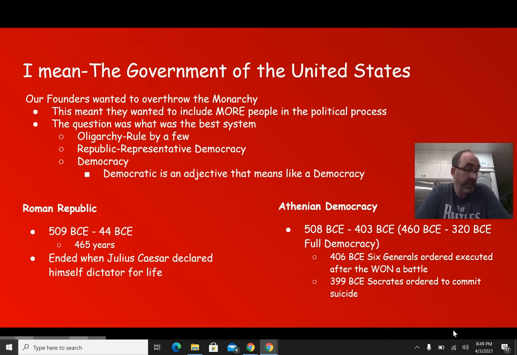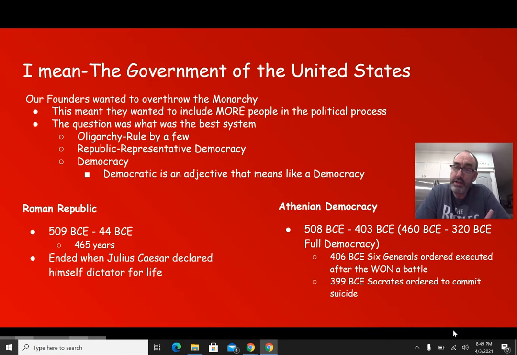Now, England was ruled by a constitutional monarch, which means the King of England was not all powerful. His word was not law. They had the Parliament, which had to vote on laws and pass laws. So his powers were limited. And our founding fathers saw that as a step in the right direction, but they didn't want one person to be in charge. They wanted more people in that political process.